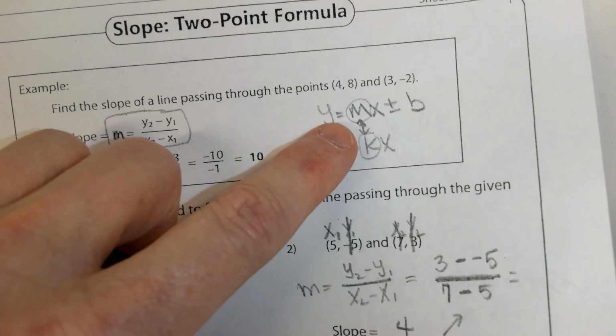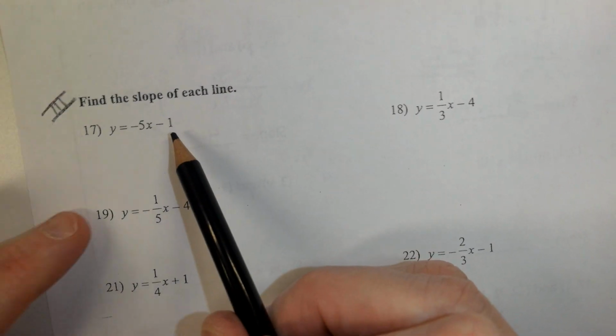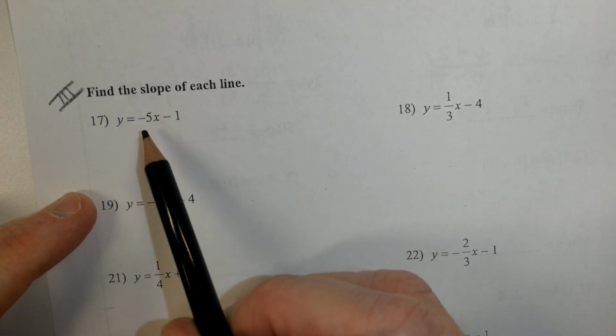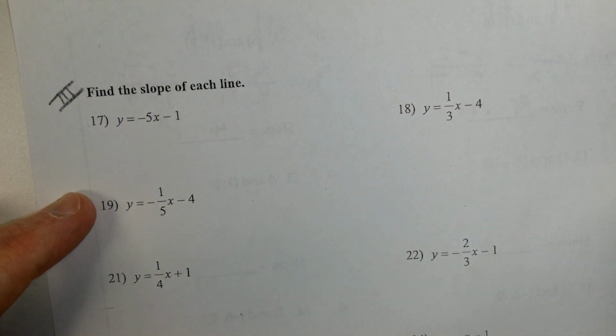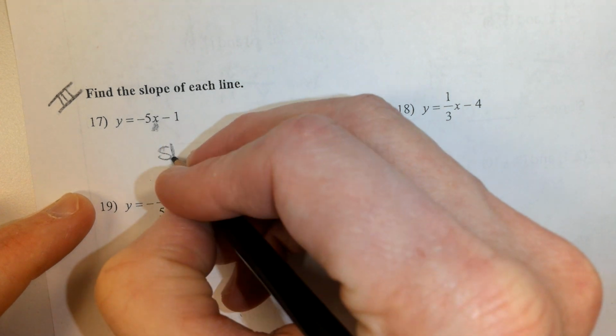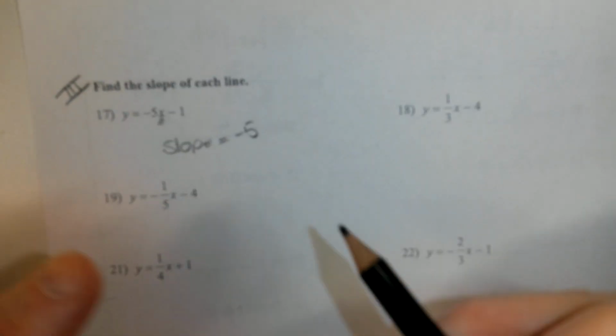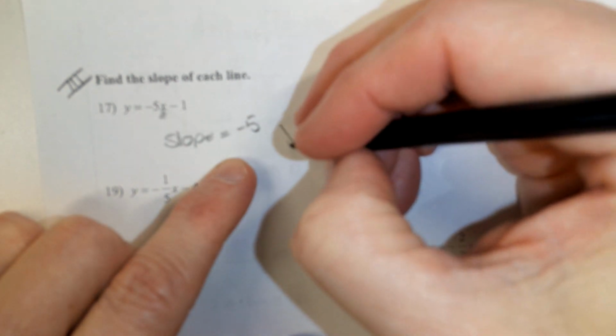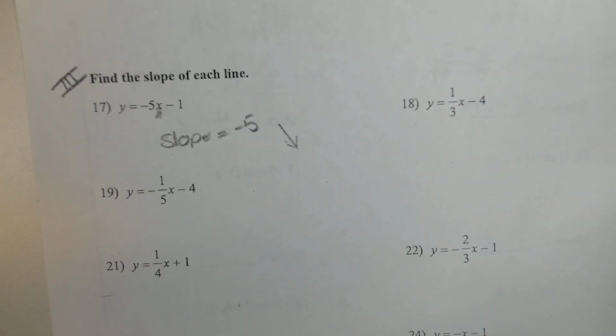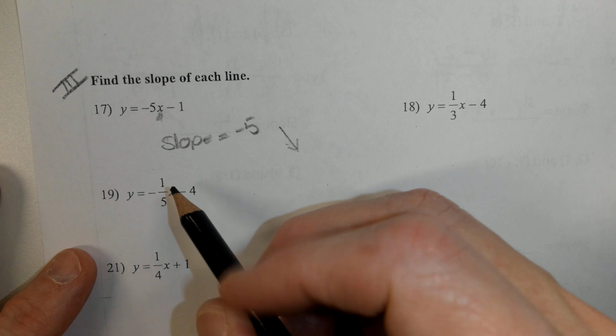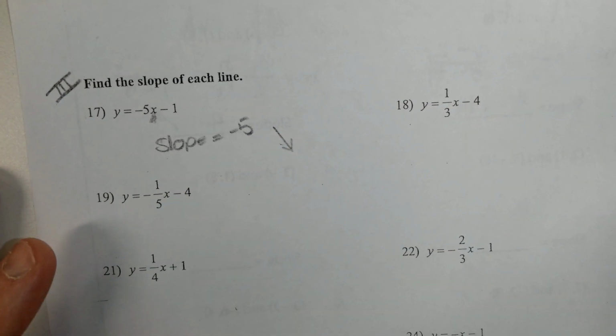To our original point right here, here's our equation, y equals mx plus or minus b. I just want you to tell me which number, you only have two numbers in this equation, which one is the slope? Yeah, it's the one that was with the x. So slope equals -5. It's a negative slope. That means the line's going to be going down from left to right. All I want you to do in section 3 is tell me which number is the slope.